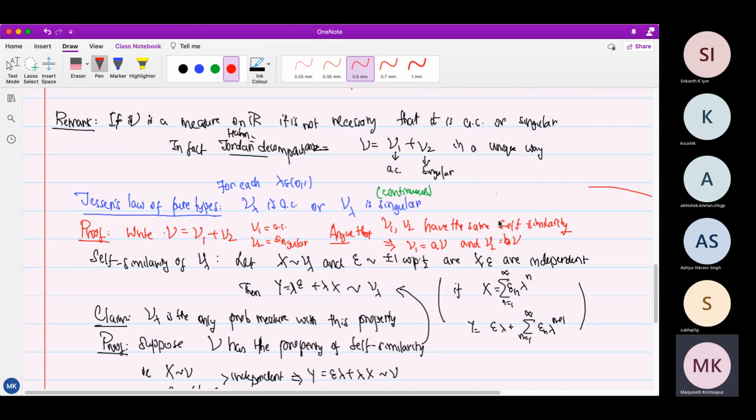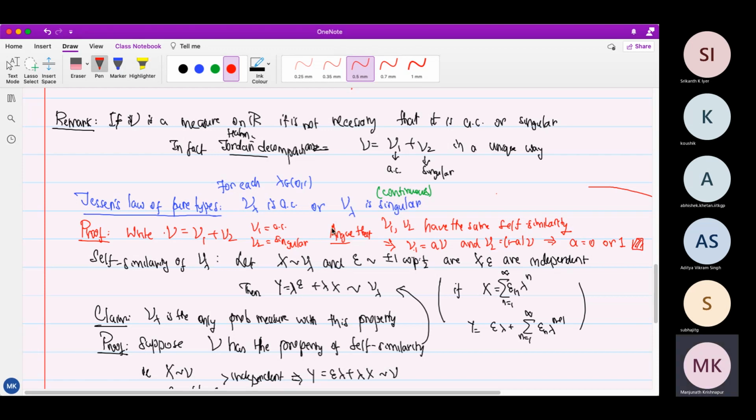So what you see is that one of them is 1 minus a times nu. Now you see that one of them has to be 0. Otherwise, if a is somewhere in between, then nu is an absolutely continuous measure as well as a singular measure. That can't be the case. So this implies that a is 0 or 1. So nu is either nu1 or nu is equal to nu2. One of the two has to be vanishing.